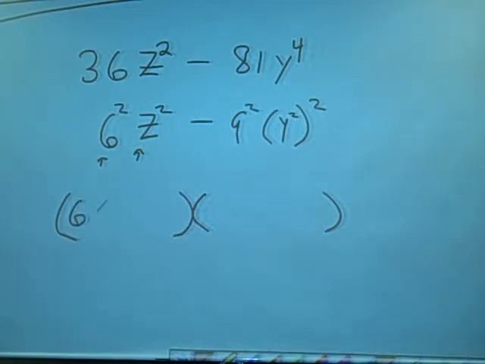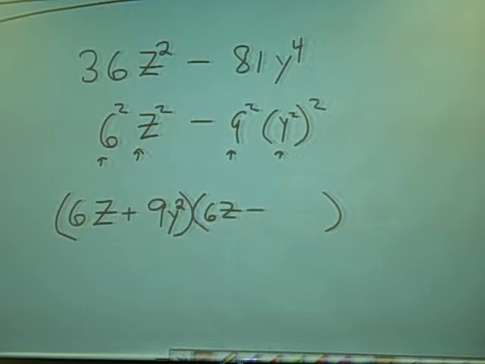6z, right? And 6z. We know that one's plus and one's minus. And how about the rest of that factor? Nine. We can put y or y squared? Y squared, right? And then 9y squared.